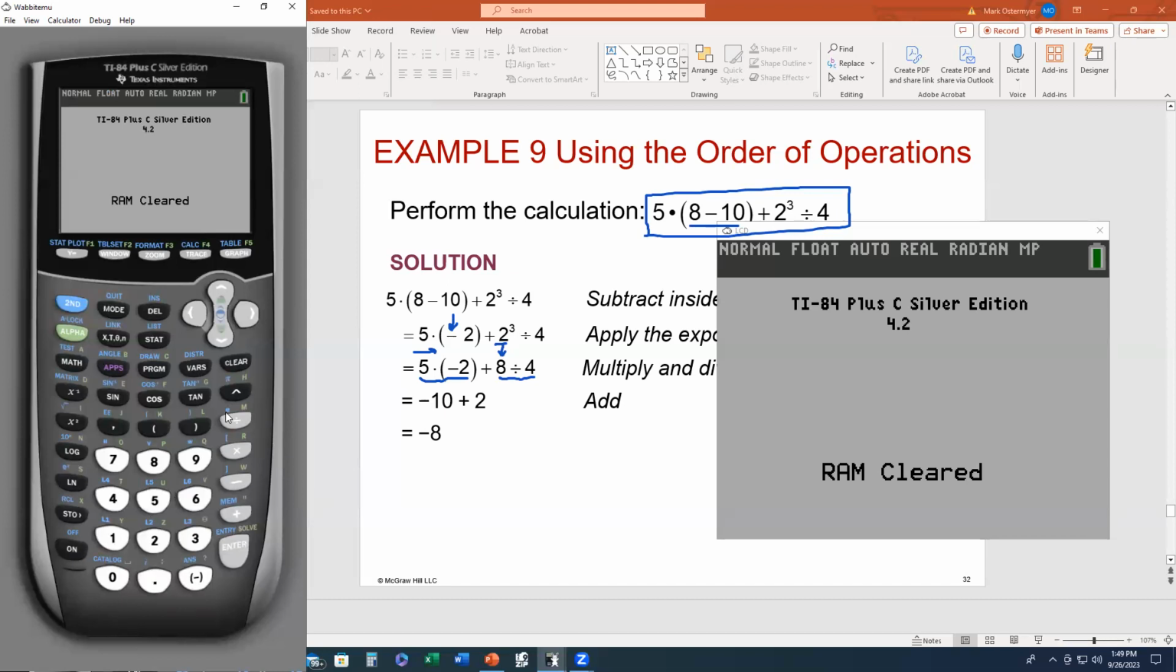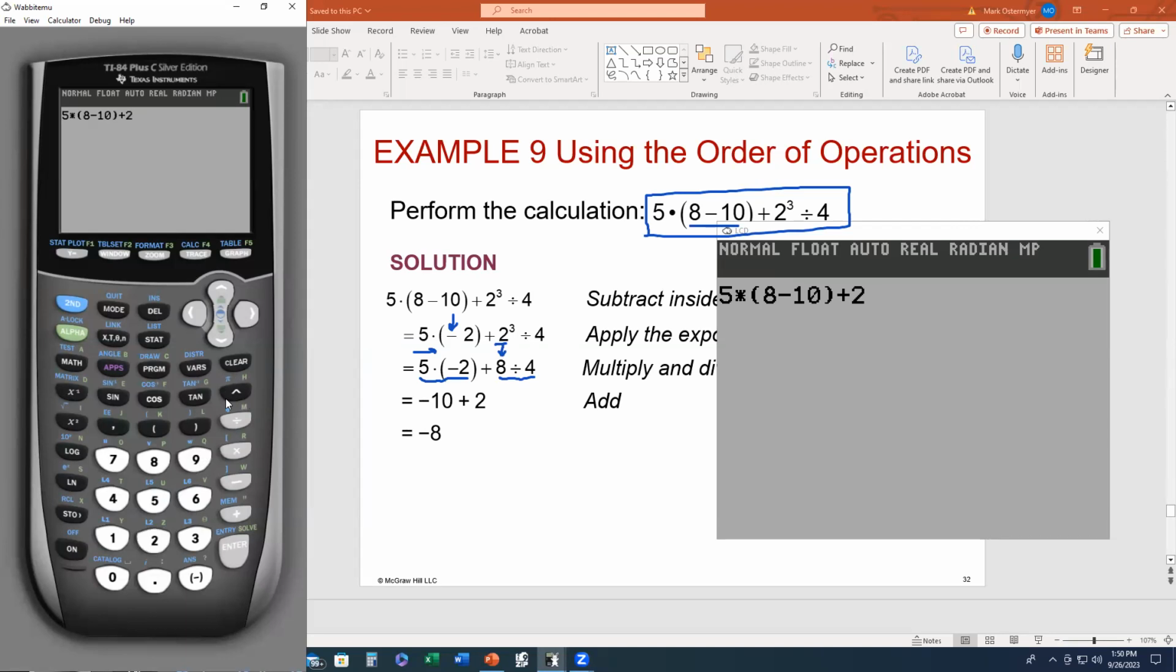Okay, watch how I type this in literally as I see it from left to right on my calculator. 5 times, open parenthesis, 8, subtract. Oh, on calculators, there's a difference between the subtraction button and the what? Negative button. See on the TI-84, this is subtraction. This is the negative button. Careful. There is a difference. Okay, so 8 subtract 10, closed parenthesis, plus 2 raised to the third power.